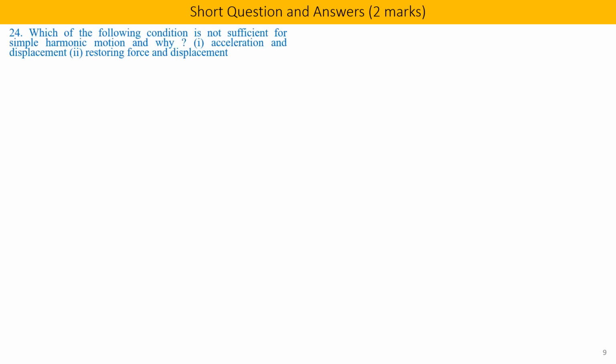Question number 24. Which of the following conditions is not sufficient for simple harmonic motion and why? Here, two conditions are given. One condition is acceleration and displacement, and the second one is restoring force and displacement. We have to identify the insufficient condition for describing the physical quantities.